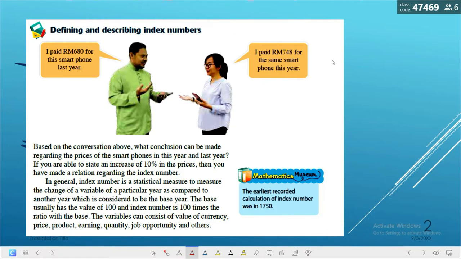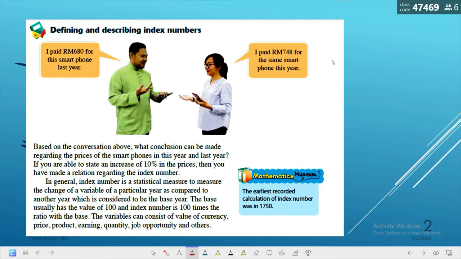This one is from the textbook. If you still haven't got the textbook, you can refer to the digital textbook. You can download it, and I have also put the textbook in the Google Classroom, so you can refer to that for the exercises and also for the notes. So the first one: what is an index? Defining and describing the index number.